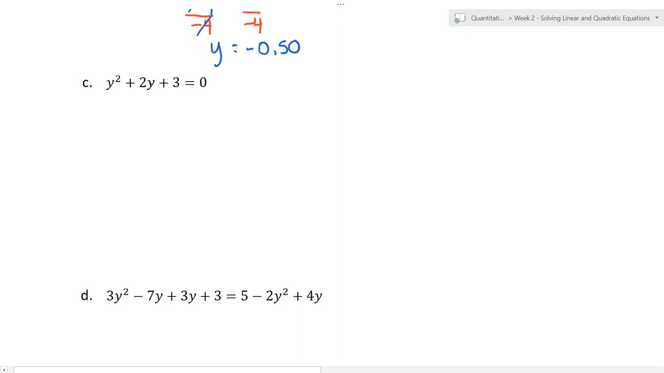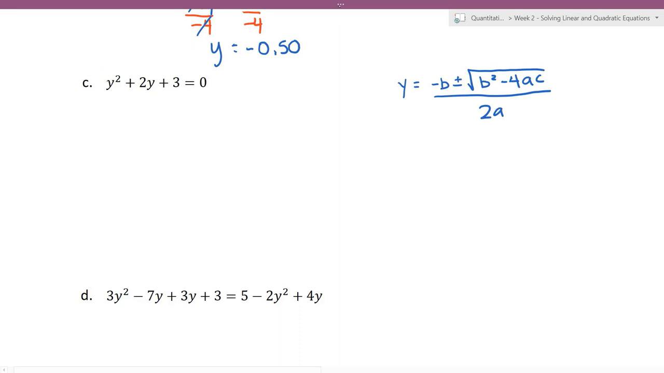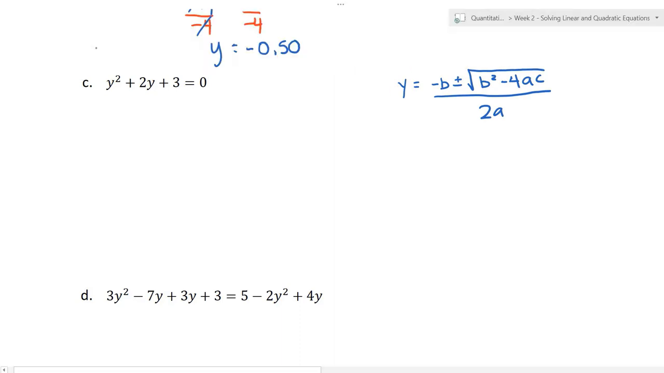So the quadratic formula, I'm going to rewrite it over here. It's always the variable that you're looking for. So in this case, it's y equals negative b plus or minus the square root of b squared minus 4ac all over 2a. So what is this a, b, and c?